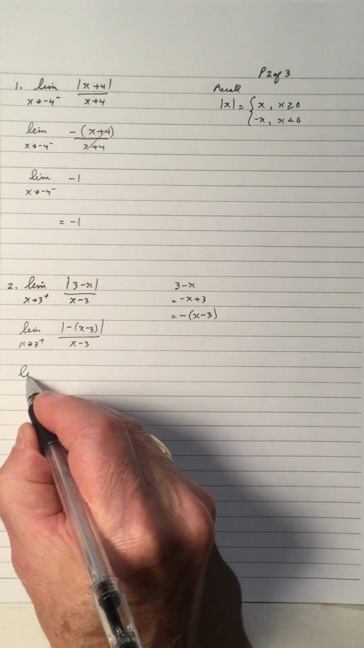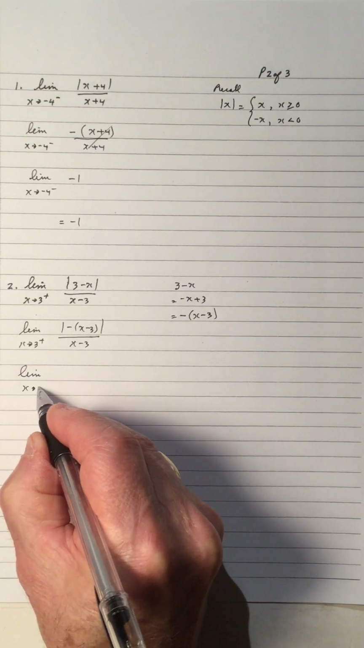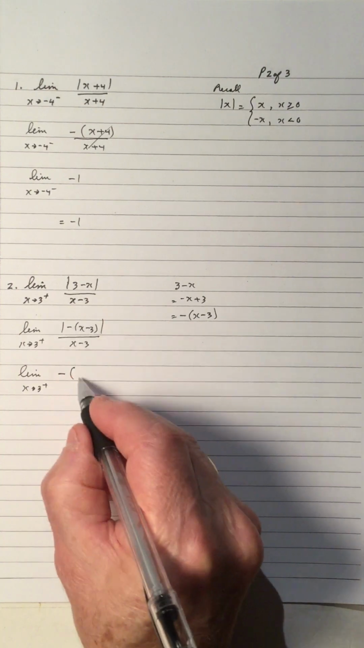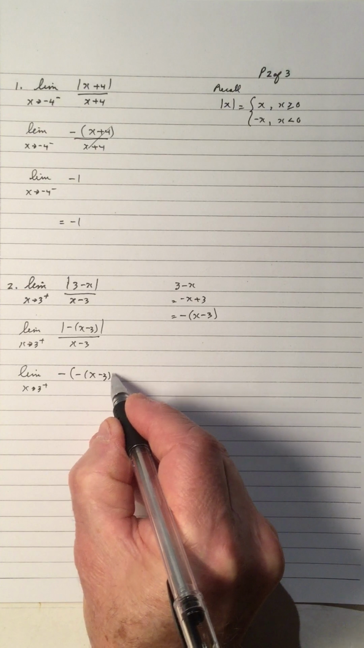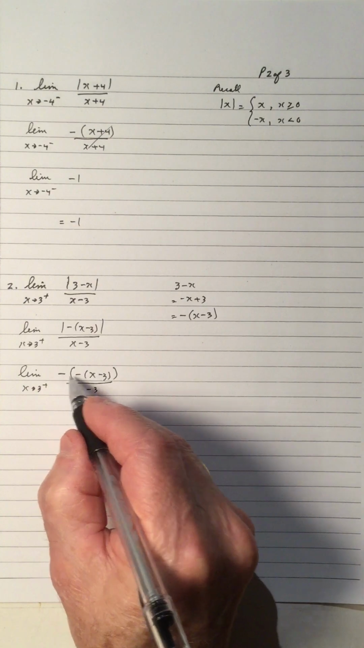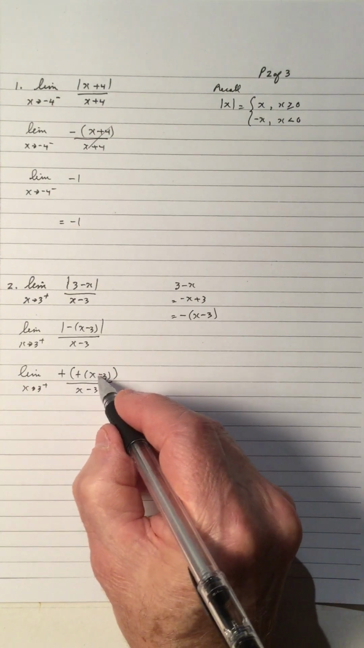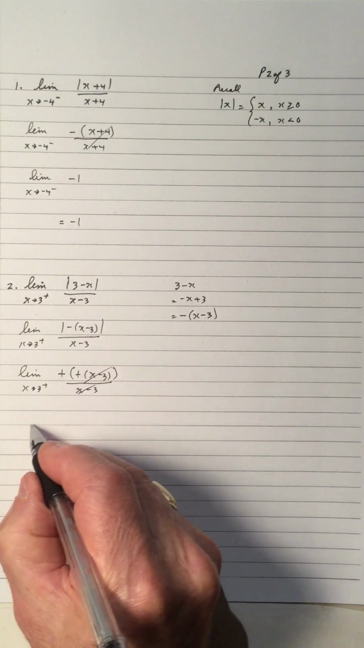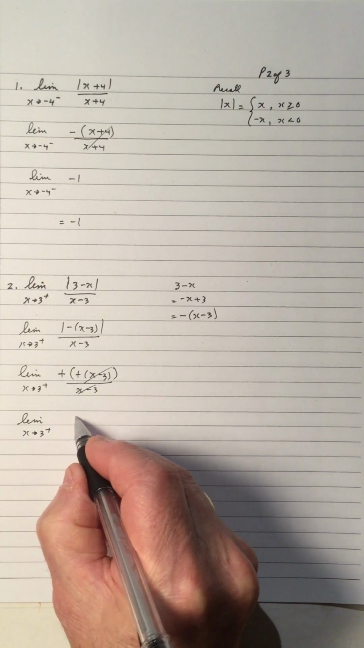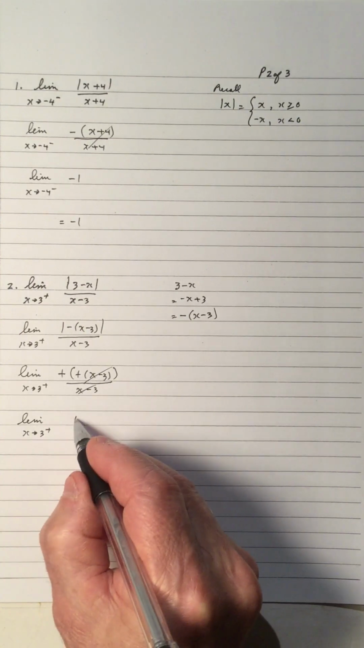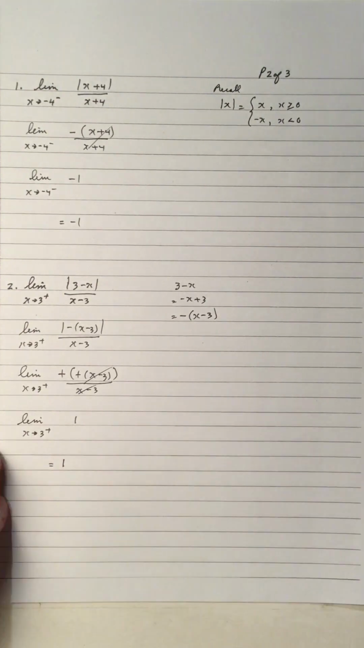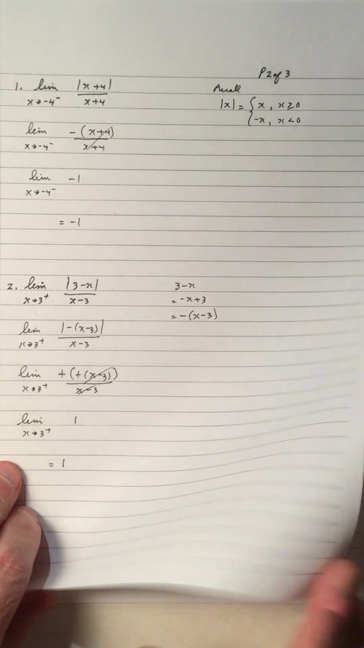So that means the limit as x approaches 3 on the positive side is the negative of this expression. A little bit tricky. You just got to be careful. So when we do that, a negative and a negative becomes a positive. The x minus 3's cancel out. That gives us a 1. So the limit as x approaches 3 on the positive side is a 1. So this cancels out to be a 1. So the limit as you approach 3 on the positive side, the answer is a 1. Okay, and that's 2 done.